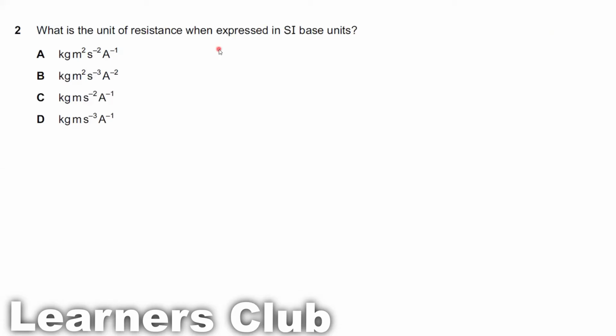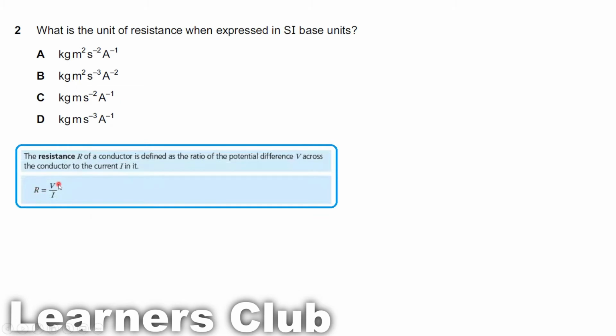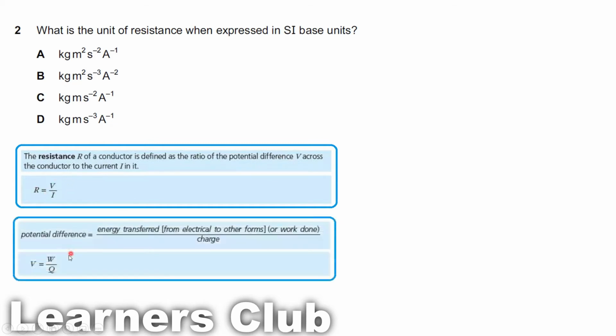Question number 2. What is the unit of resistance when expressed in SI base units? So now we have to get the SI base unit of resistance. As we know, resistance is the ratio of potential difference to current. It is V over I. Now, what is potential difference? It is the work done or energy transferred per unit charge. In order to make things simple, first we will find the SI base unit of PD, potential difference.